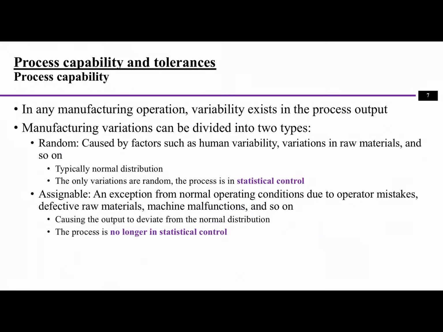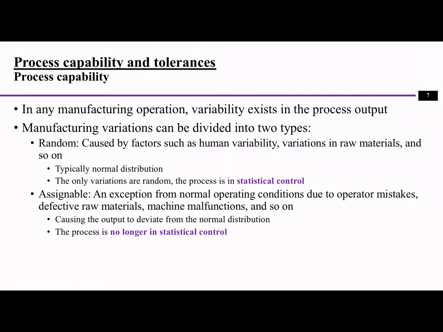Next, let's talk about process capability and tolerances. Process capability usually means how much the process can actually produce good parts, right? So what is the capability of producing good parts? Later we're going to talk about the measurement of this process capability. But first, let's look at 2 different types of variations in manufacturing.